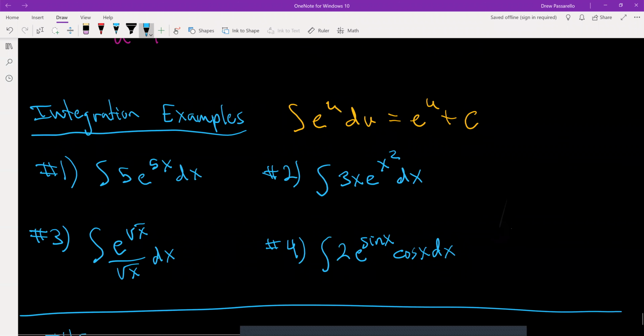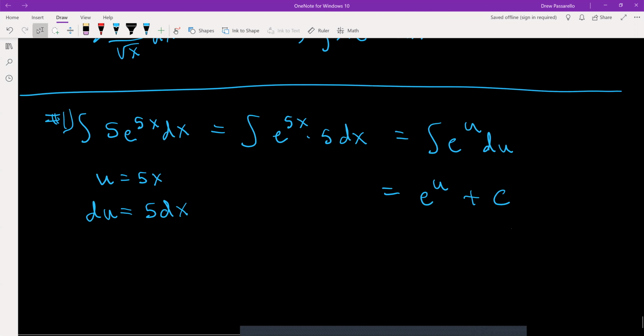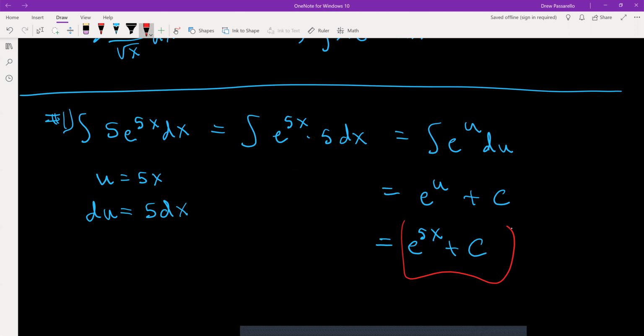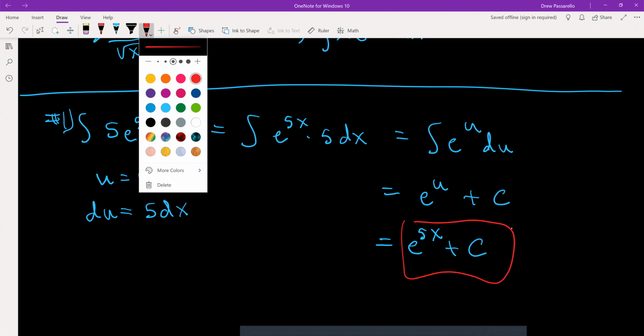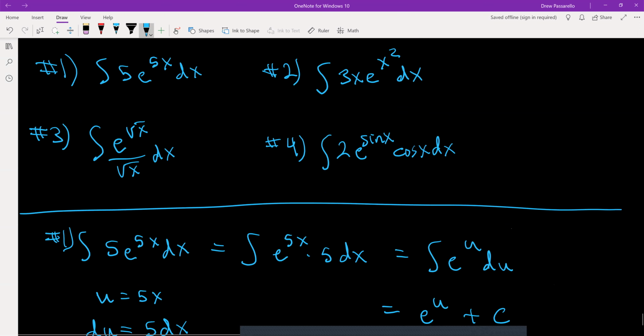And then based on our rule, this is like e to the u, and then du is 5 dx. So that becomes e to the u plus c. And then I back substitute. Well, u was 5x, so it's e to the 5x plus c. All right, so that's it for that one. The next one's 3x e to the x squared.